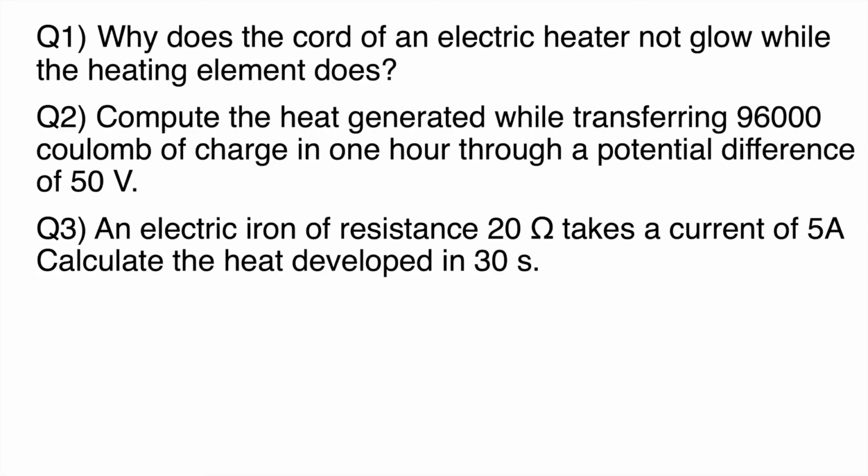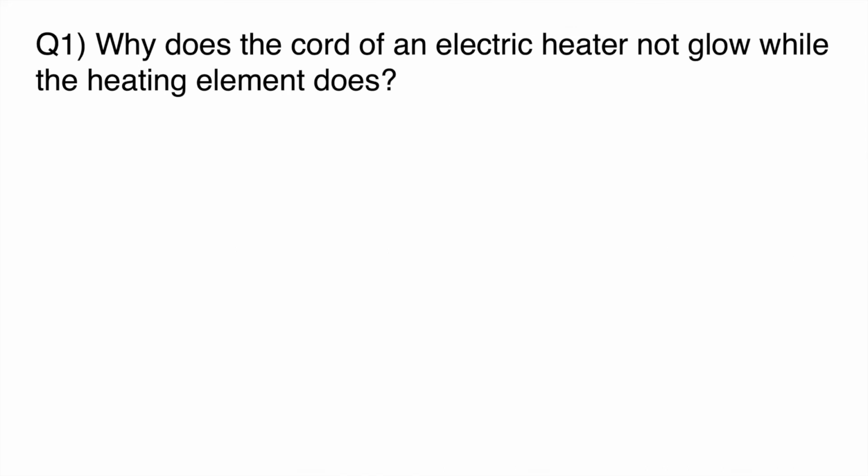Questions from page number 218. These are the questions. Let us discuss one by one. Question number 1. Why does the cord of an electric heater not glow while the heating element does? Why does it happen so? Because the basic difference is that the heating element is made up of an alloy, and it will have high resistance and high melting point. So it is not allowing the current to pass that much.